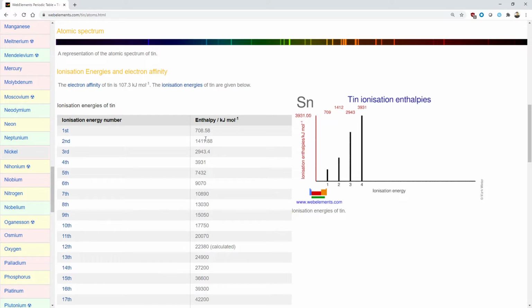708.58. Probably don't need the 0.58, but that's kilojoules per mole. And then 1411.88 kilojoules per mole. All right.